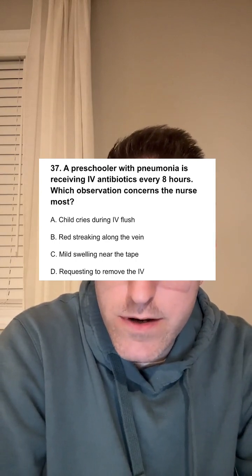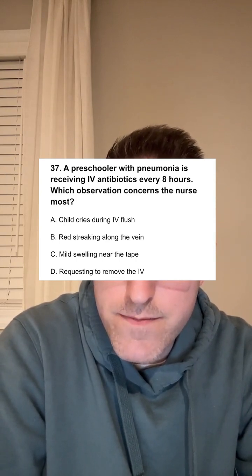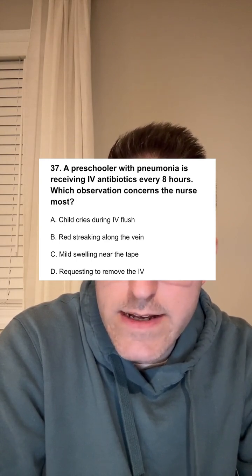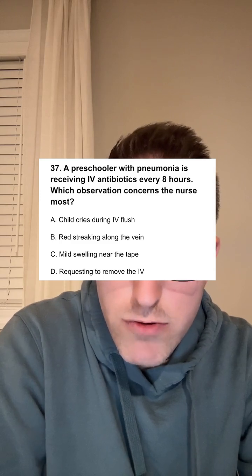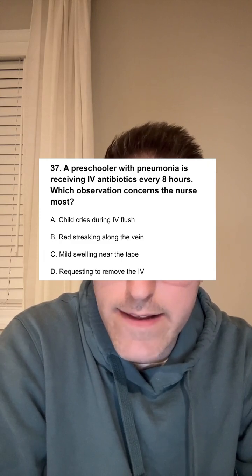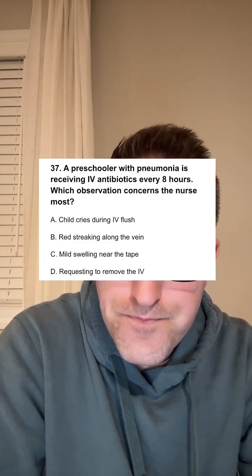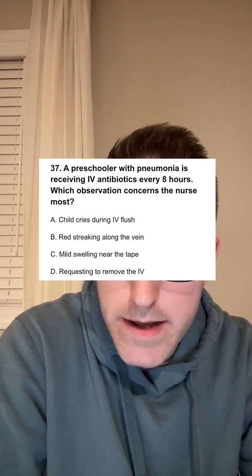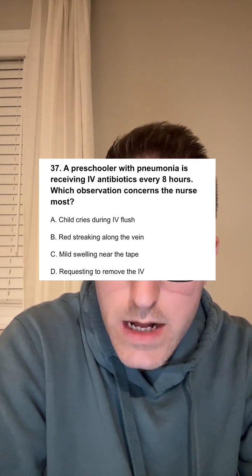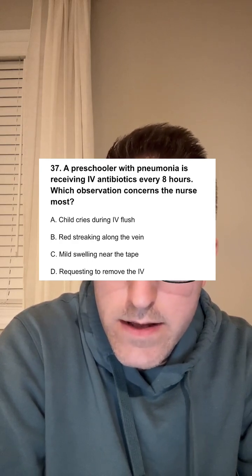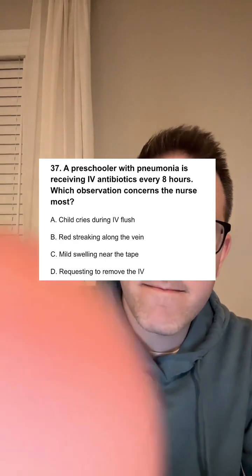Which observation concerns the nurse most? All right, the answer here is B. That red streaking indicates that there might be some phlebitis and a compromised IV line. A, well, many kids scream during flushes, it's not really diagnostic. C, mild swelling from tape tension is not serious. And D, that's developmentally normal. So the correct answer here is B.